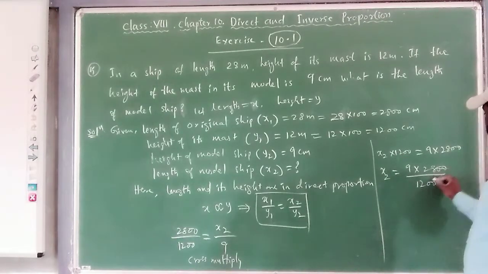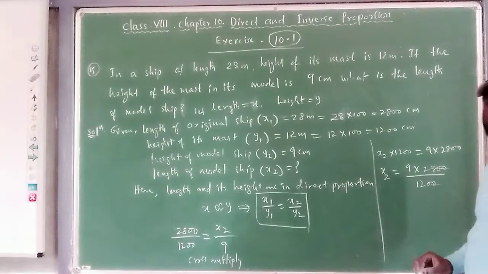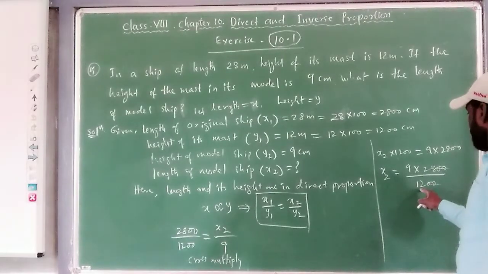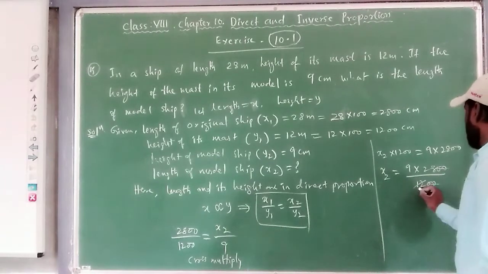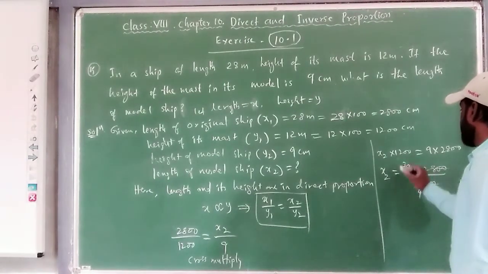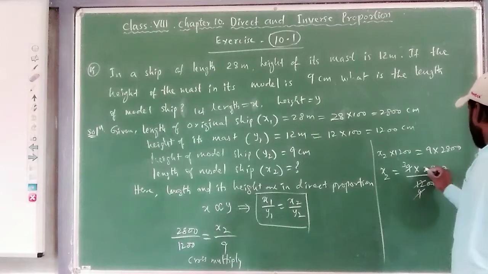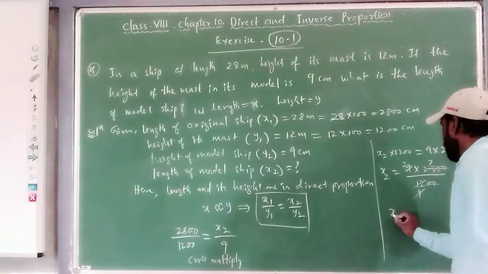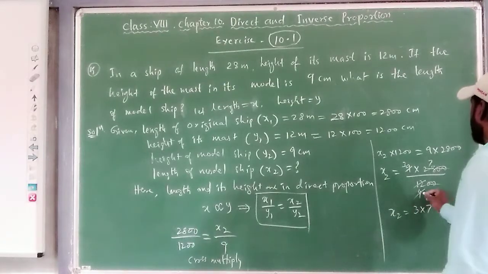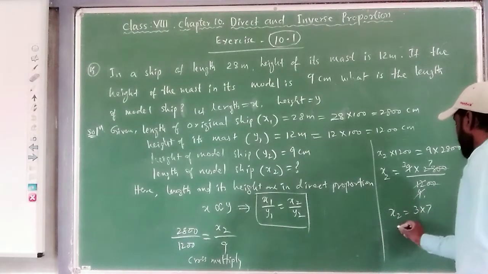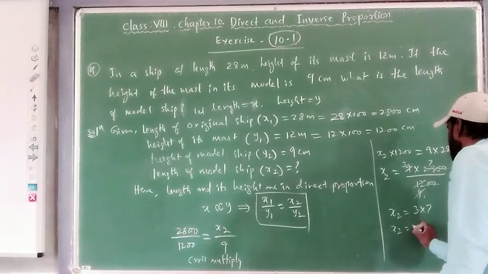Here 2 zeros in the numerator and 2 zeros in the denominator will be cancelled. The remaining is 12, 28 and 9. Simplify: 3 fours are 12 and 3 threes are 9. Again, 4 ones are 4 and 4 sevens are 28. The remaining in the numerator is 3 into 7, and in the denominator nothing. So 3 into 7 is 21. x2 is equal to 21.